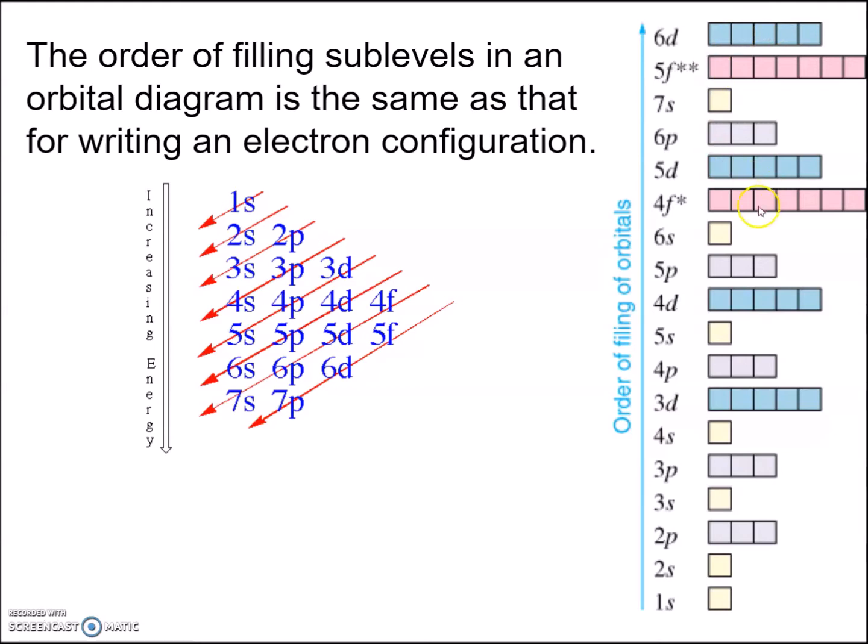And then lastly, there's a couple of f sublevels, the 4f and the 5f. If you count up the boxes, and they're color-coded pinkish reddish here, there's 7 of them because there are 7 orbitals in an f sublevel.